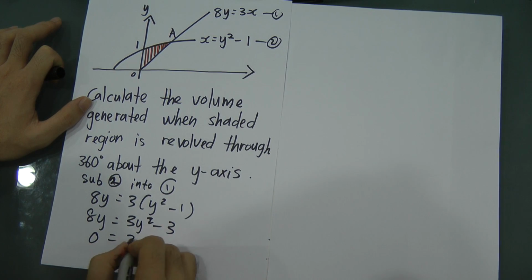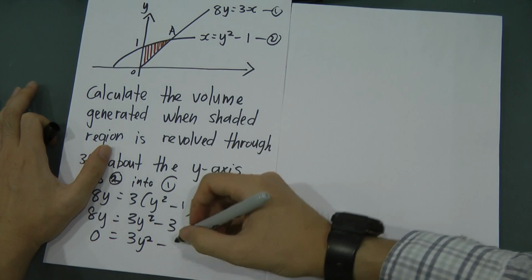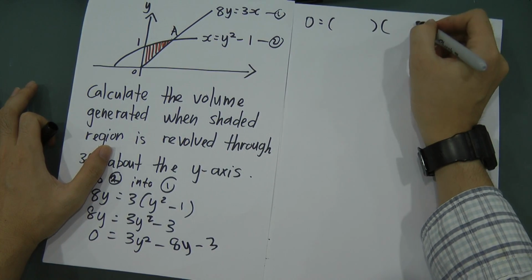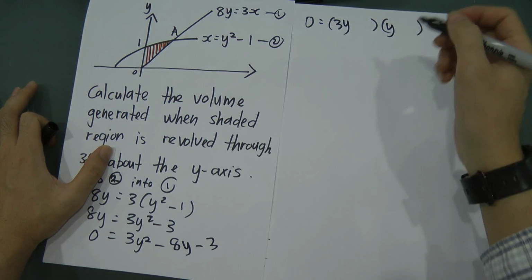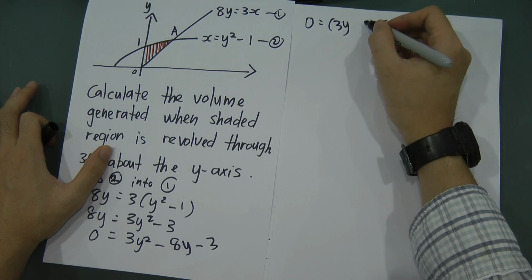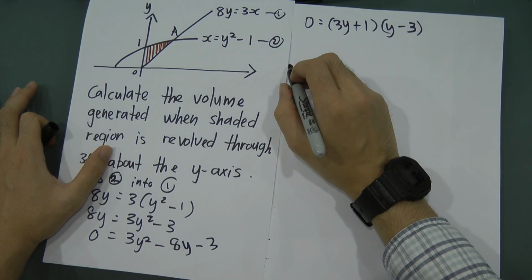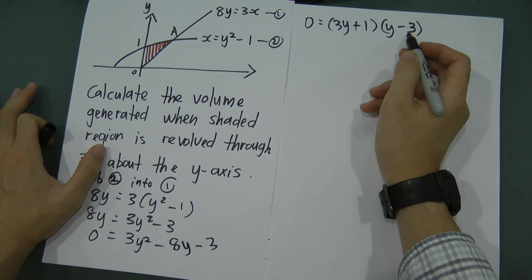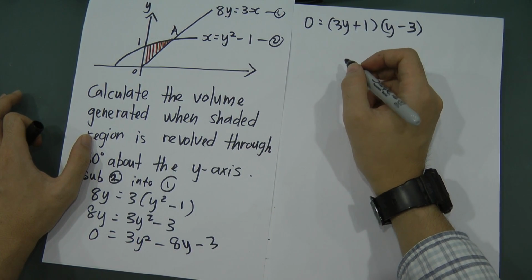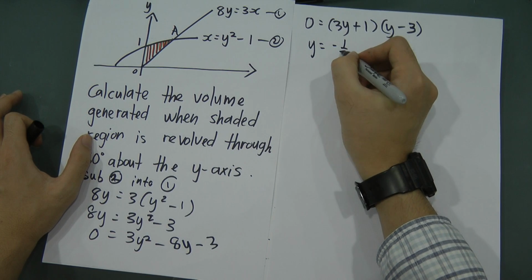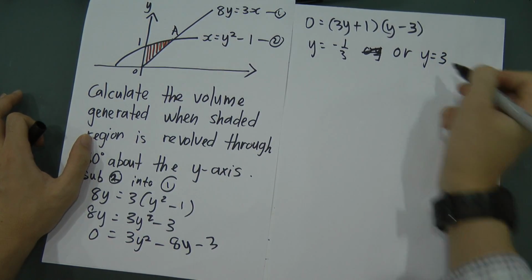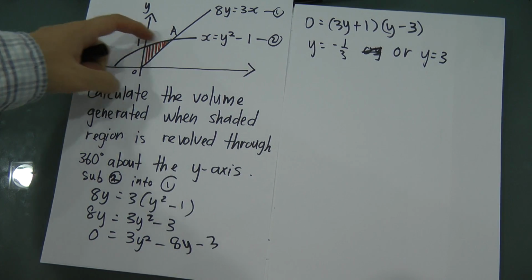So I move everything to one side: 3y squared minus 8y minus 3 equals 0. Yeah, so I just factorize. This is 3y, this is y, and then this is 3, this is 1, and this is negative, this is positive. Am I correct? Let's see, 3y negative 3 negative 1. Yeah, correct. So y will equal negative 1 over 3, or y will equal 3. Obviously, for point A it is a positive value, so y equals 3.